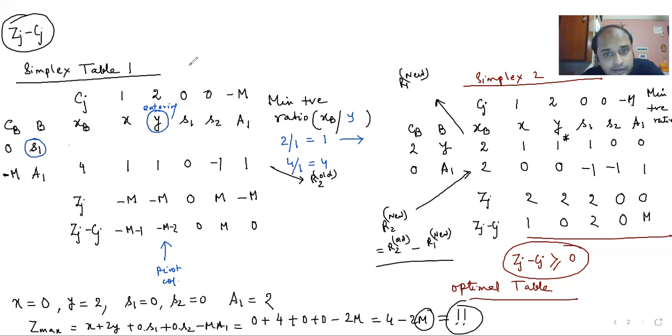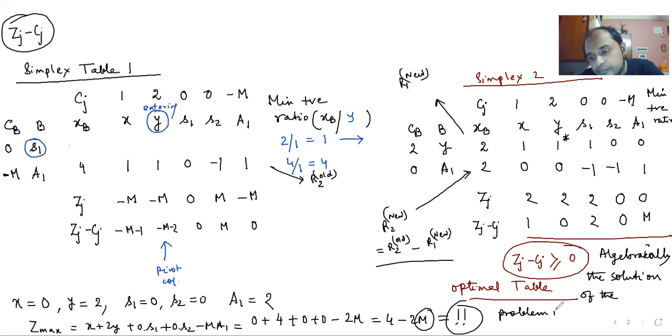So therefore, algebraically, the solution of the problem is not known to us. Why? Because optimality has been reached, but the artificial variable is still present in the basis. If the artificial variable is present in the basis, the solution has infeasibility.